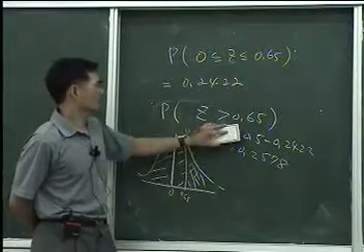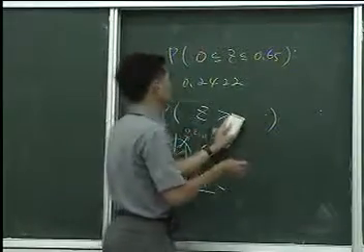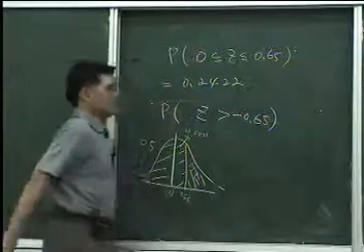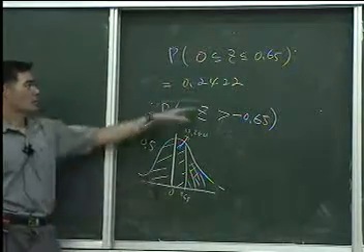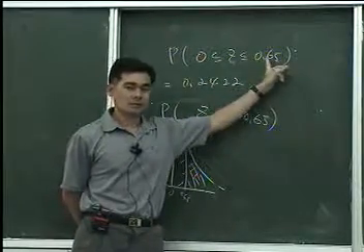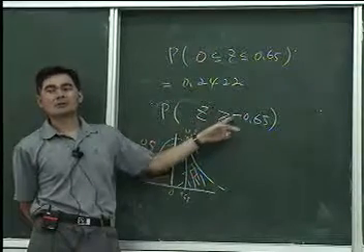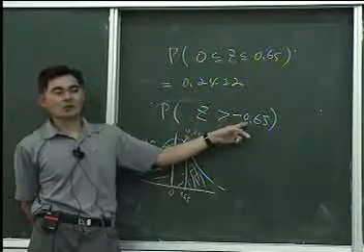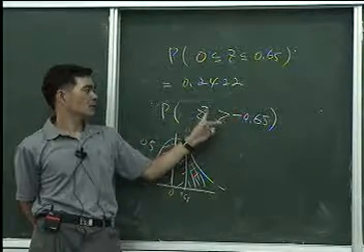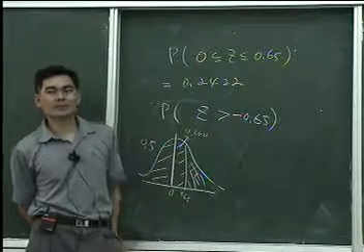Let's try this one again. Okay, it is greater than negative 0.65. The first question we have is between 0 and 0.65, and we just deal with Z greater than 0.65. And now we want to know the probability of P of Z greater than negative 0.65.